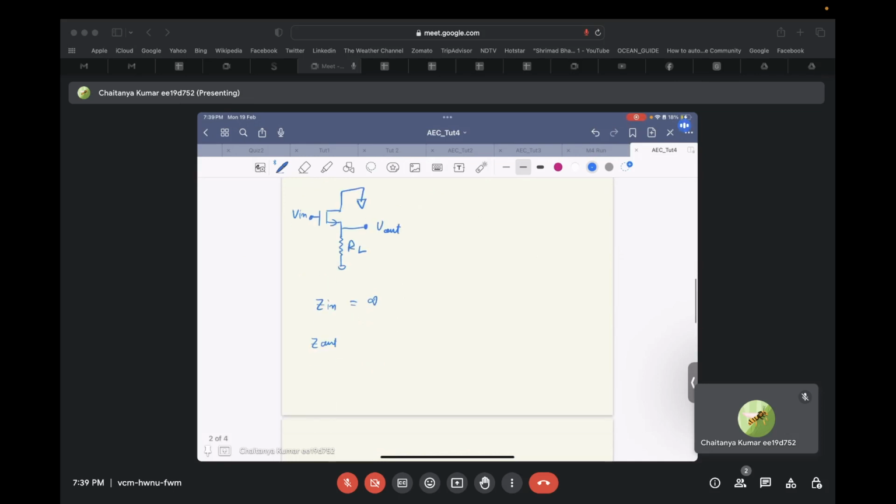To calculate Z out, we will ground the input, and this is how our circuit will look. We have RL over here. Now let's apply a test voltage at the output node, that is the source node.